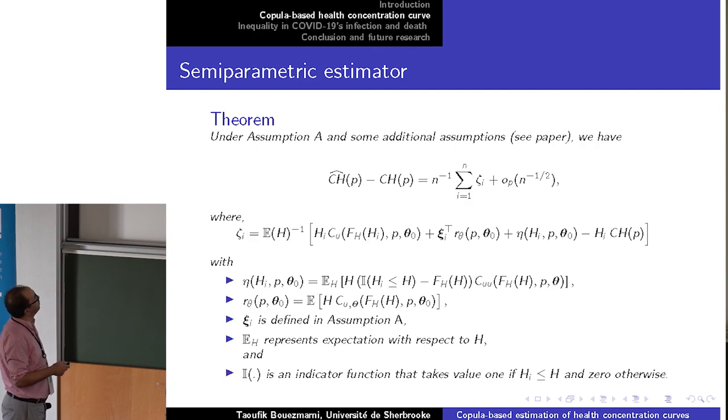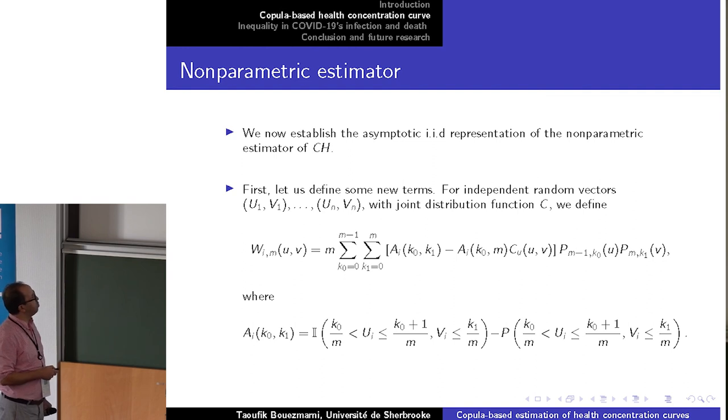Using this notation, and under this assumption, plus an additional assumption. In the paper, in fact, we have some additional assumptions on the mean of the health variable, that it exists, and a couple of assumptions on the smoothness of the copula function. Under these assumptions, we have this asymptotic representation of the semi-parametric estimator, which can be used to show consistency, so we can apply the law of large numbers and the central limit theorem for the consistency and the distribution of this estimator. The xi here is defined by this, a bit complicated one. And then we establish similar results for the non-parametric estimator.